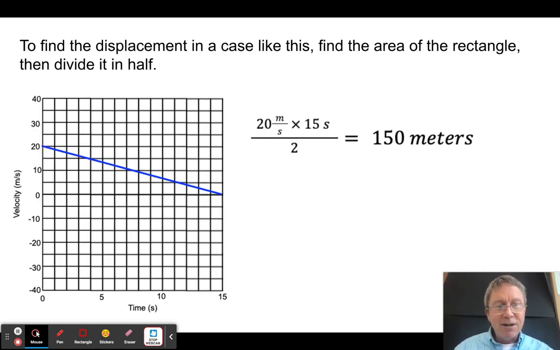What if I had something like this, though? Well, in this case, the object is slowing down. It was going 20 and it ended up going 0. So I didn't have a constant velocity the whole time. I can still figure out the displacement by finding the area. I've just got to be a little bit careful here. The trick to do is this. Imagine a rectangle that goes from here to here. I'm just going to bound this by a rectangle. That rectangle would be 20 times 15, but this line bisects it, cuts it in half. So I'm going to divide it by 2. So 20 times 15 divided by 2, since it cuts it in half. And the displacement of this one was half as much as before, 150 meters.